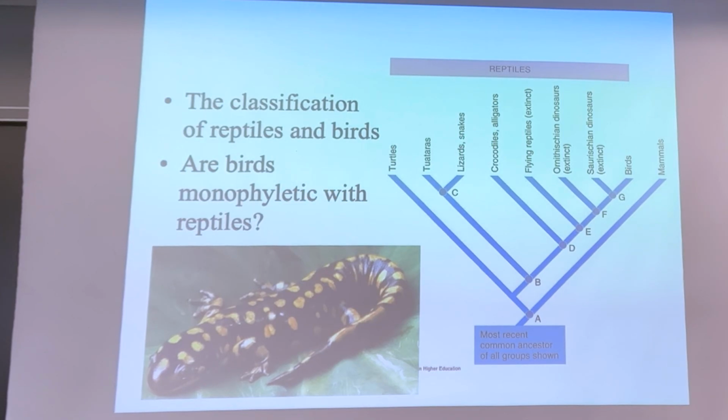Okay? So this is a tree. And I ask you this, the classification of reptiles and birds. Are birds monophyletic with the reptiles? Or another way you might see this is, are birds nested in reptilia? And when you look at this phylogeny, notice they are, right? So birds are right here. And look at our outgroup, mammals. Right, so mammals are our outgroup, and everybody else that's an amniote is a reptile.